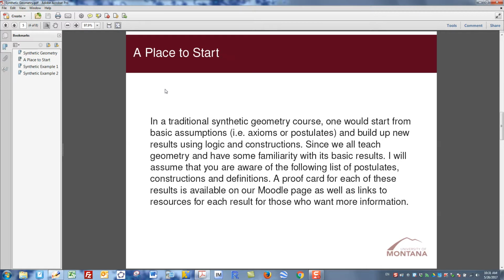Okay, a place to start. In traditional synthetic geometry courses, a class would start from basic assumptions, that would be your axioms or postulates, and build up new results using logic and constructions. But since we all teach geometry and have some familiarity with its basic results, I'm going to assume that you're aware of the following list of postulates, constructions, and definitions, as well as theorems. A proof card for each of these is available on our Moodle page, and I'll give you some links to resources for each of the results for those who want more information.